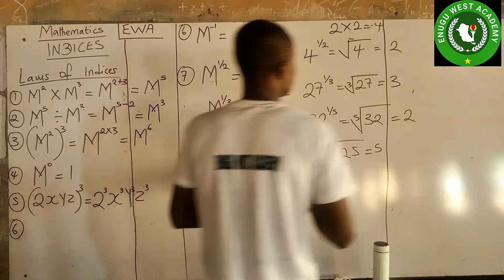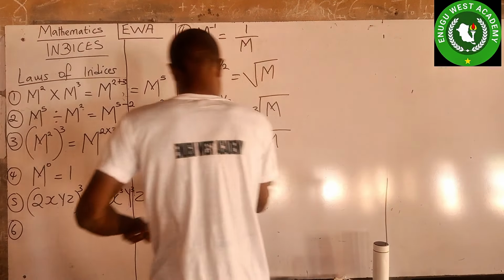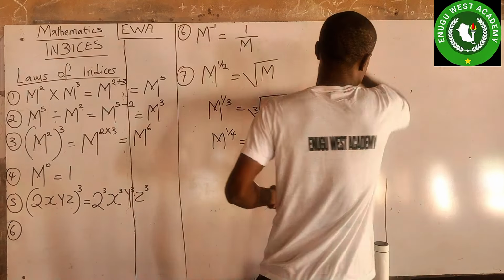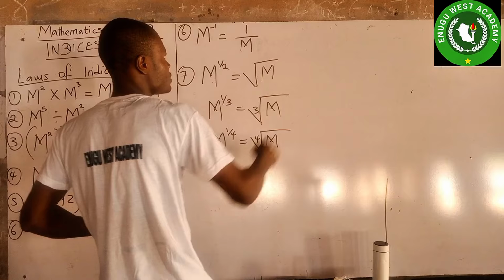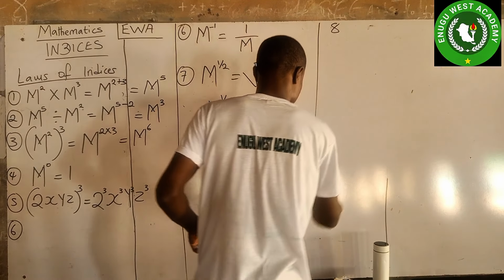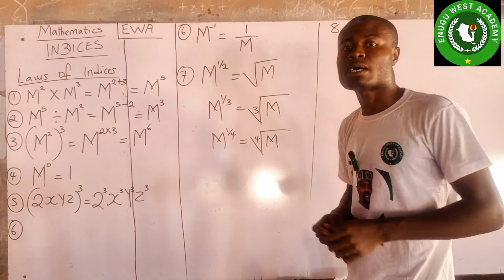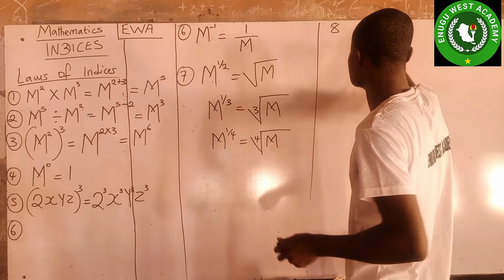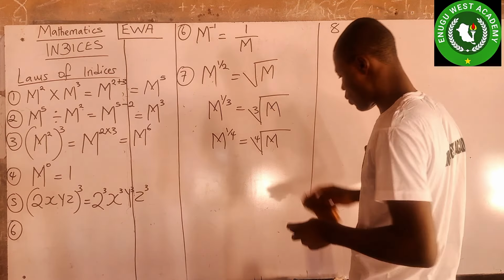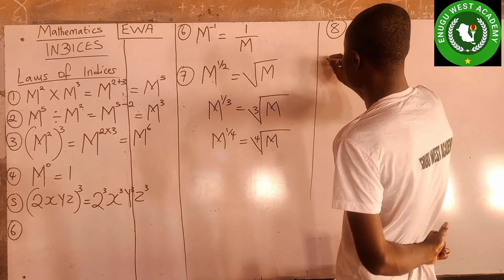Now, the last one is called fractional power, or fractional index. That is the 8th law. So the 8th law is called fractional power or fractional law. It is the same thing as root power, just that the difference is that the numerator is not 1.